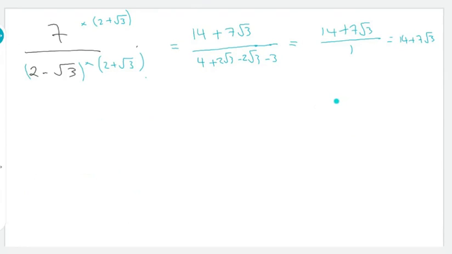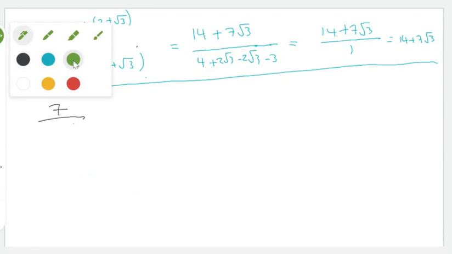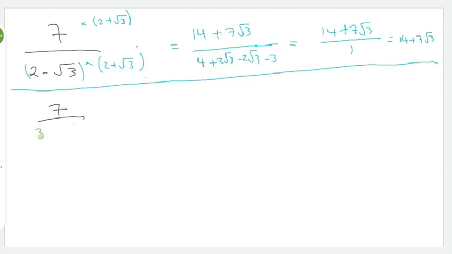Does that make sense? Yeah. Cool. So again, we've achieved our goal of making the denominator rational. Okay, so let's suppose then I were to take this example, trying to follow the pattern. 7 over, let's say, 3 minus root 7. What do you think we'd do here?